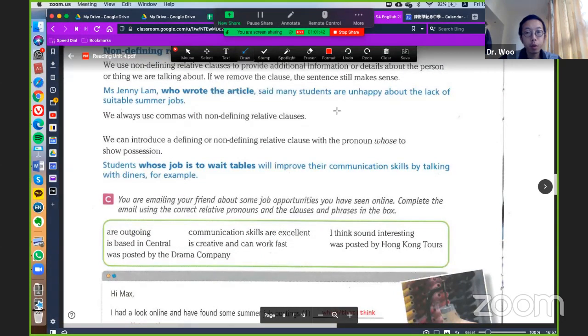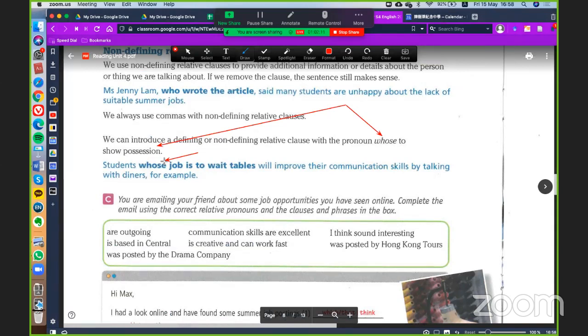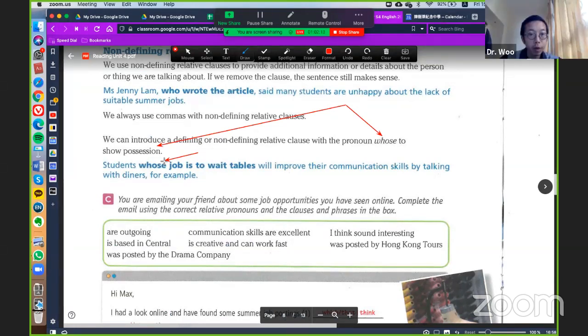So they introduced the word whose, because whose means possession. Oh gosh, let's try that. Whose, possession. So students whose job is to wait tables will improve their communication skills by talking with diners, for example.